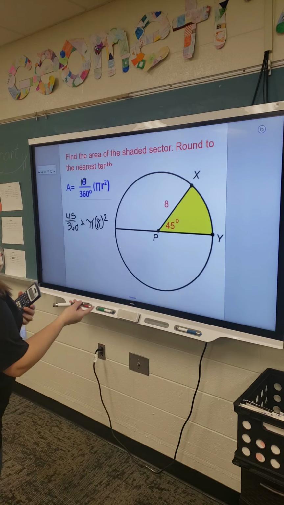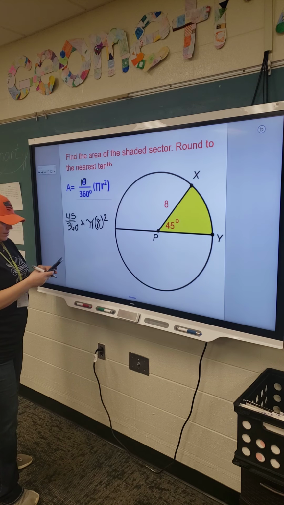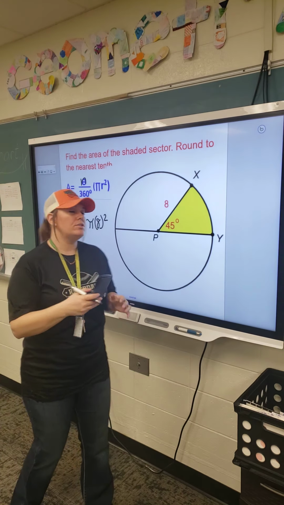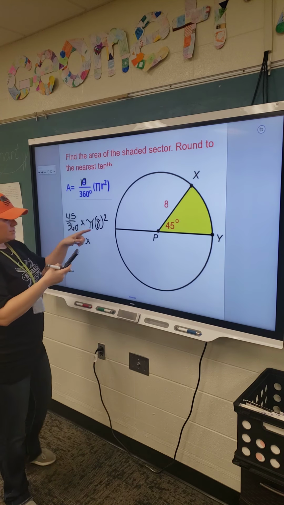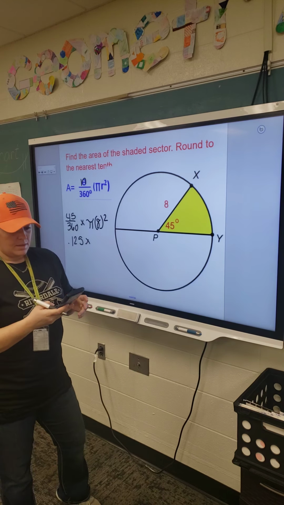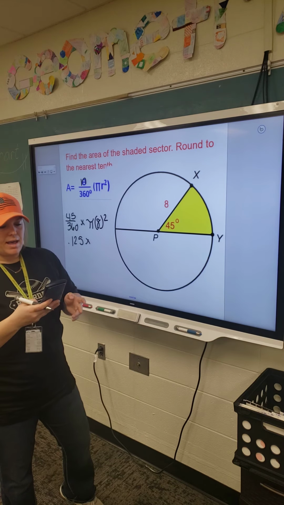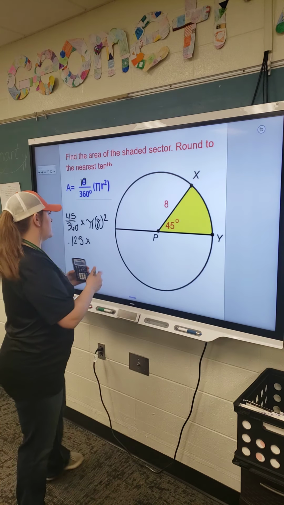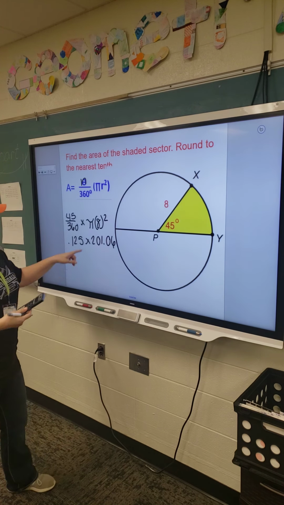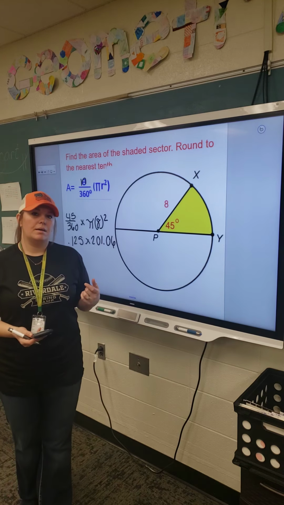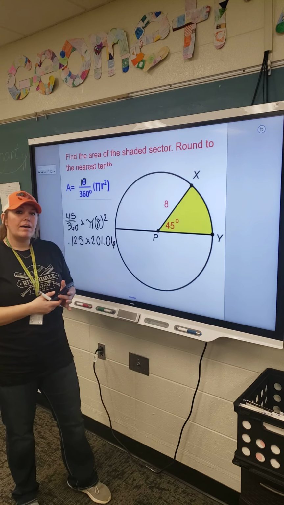All right, so 45 divided by 360 gives you 0.125. So 0.125 times, I'm going to do 8 squared, which is 64. Times pi, and you get 201.06. Okay, and we're going to take that number and multiply it by the 0.125. So times 0.125, and you get 25.13.